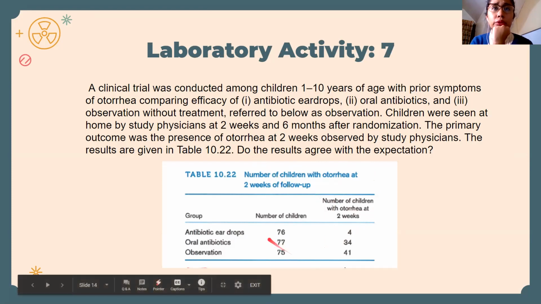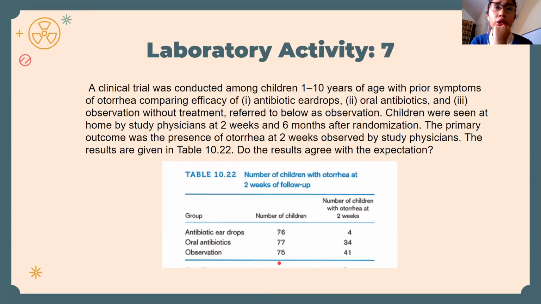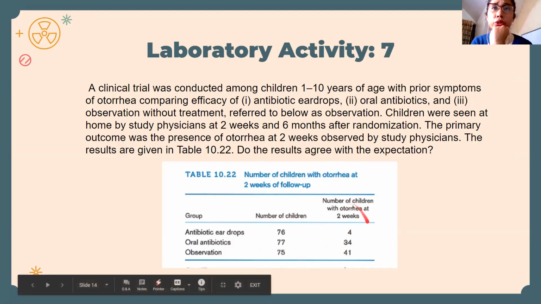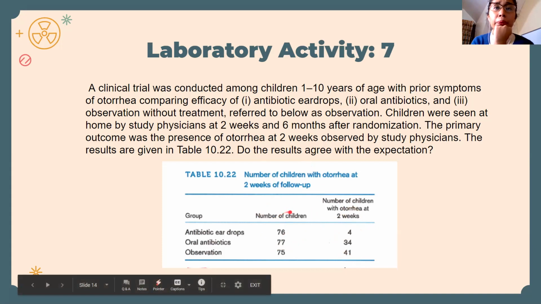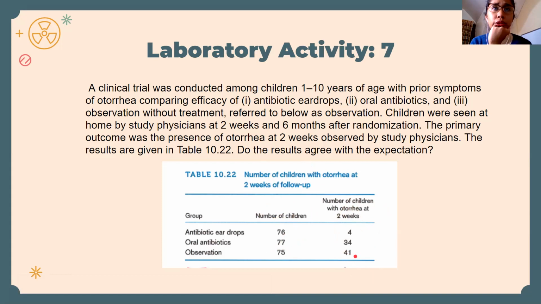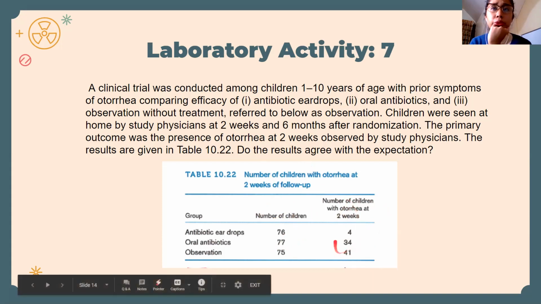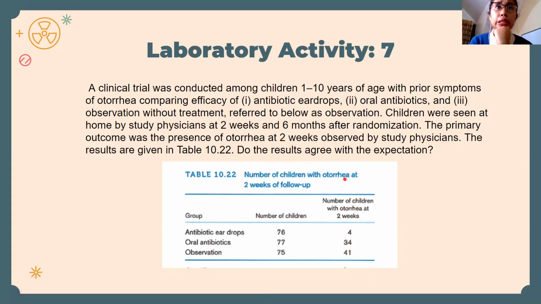Okay, so your number of children, class, these are your observed data, and number of children with otorrhea at 2 weeks, these are your expected values. So do the results agree with the expectation? So class, number of children are your observed values, your number of children with otorrhea at 2 weeks are your expected values. So I just want to point it out.